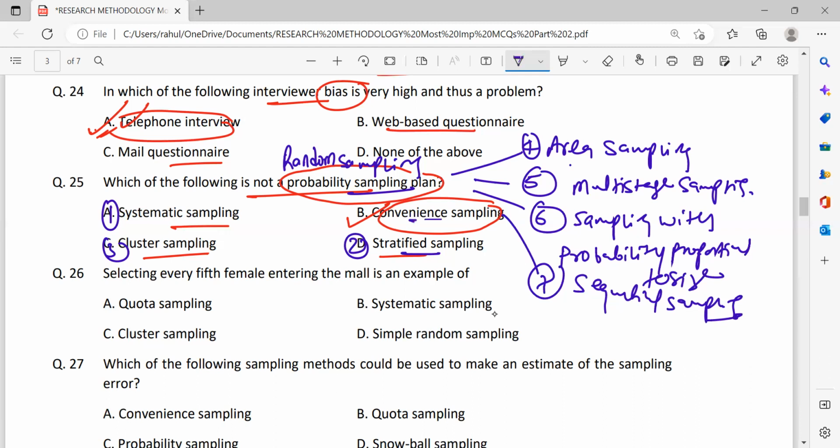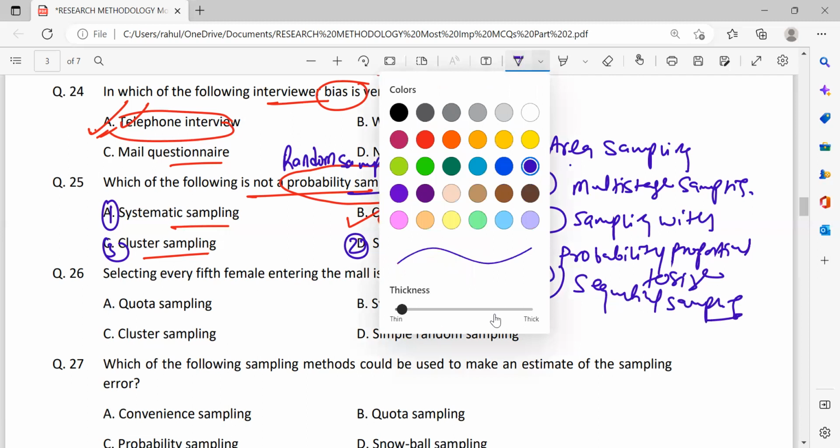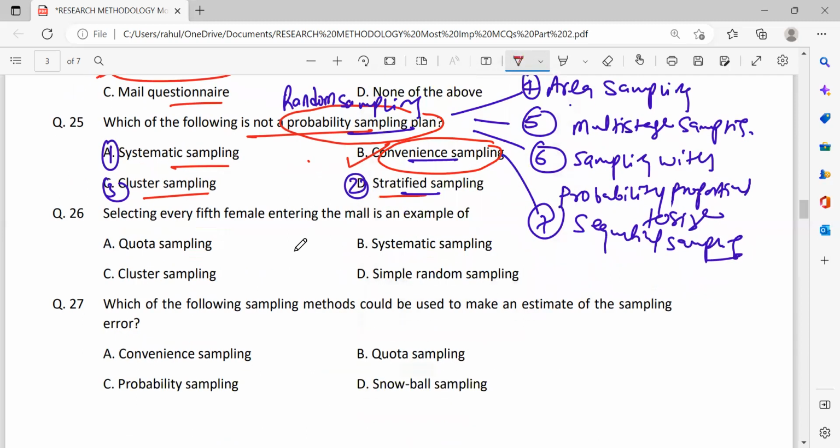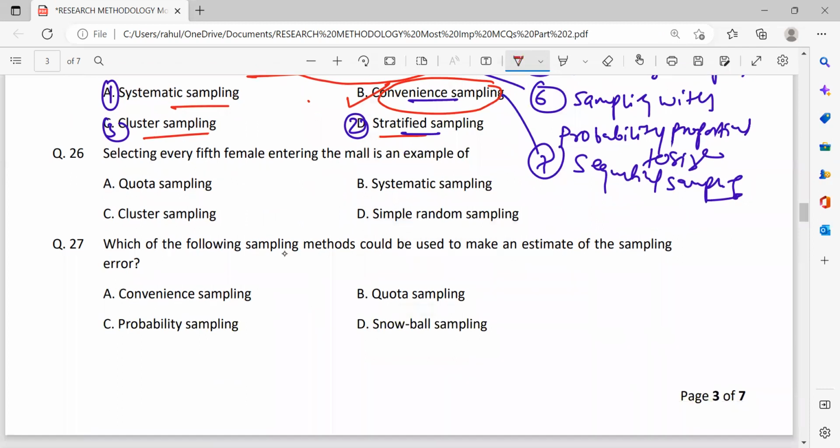But convenience sampling and quota sampling are not part of probability sampling. So you must know about it if you are learning research methodology. Okay, now question number 26. Selecting every fifth female entering the mall is an example of systematic sampling.